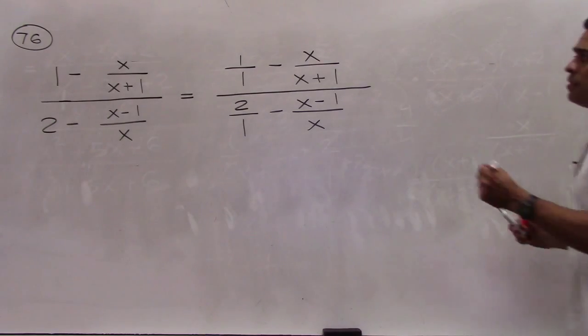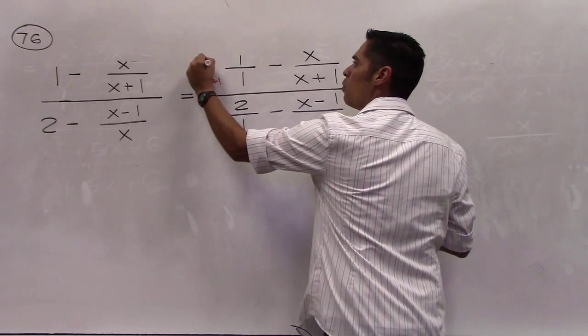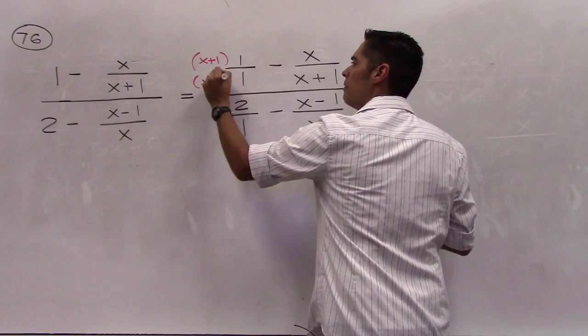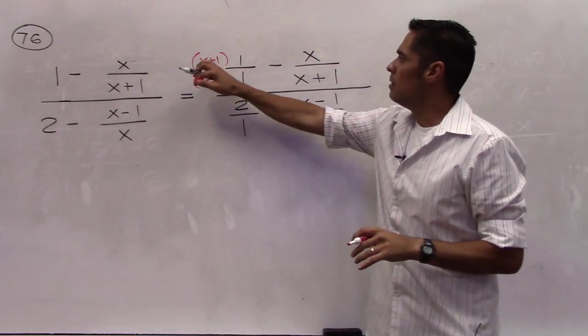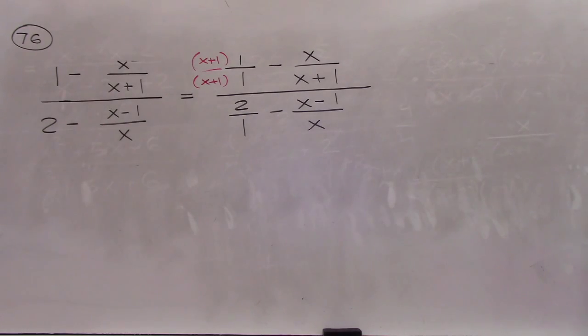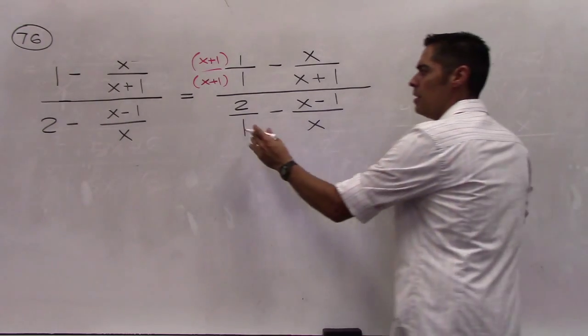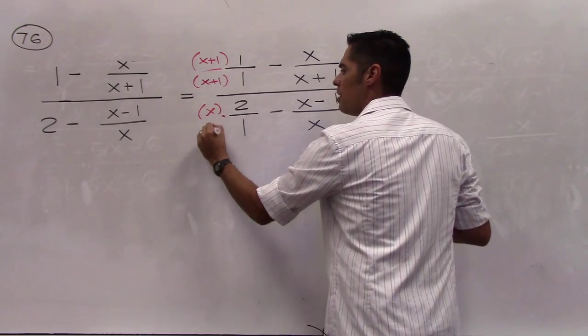X plus 1. So what I need to do is put an x plus 1 down here and an x plus 1 on the top, right? And that's basically going to replace, it's going to multiply times 1 and times 1. So I'm going to have an x plus 1 over x plus 1 over there. On the bottom, what am I going to need to introduce? X. So I'm going to multiply this x on top, x on the bottom also.